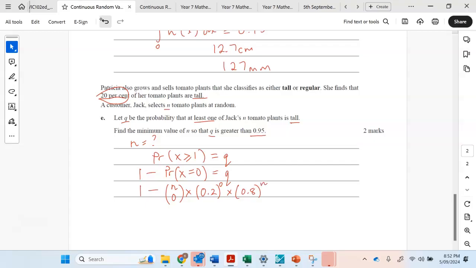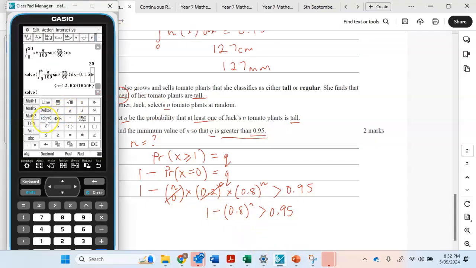Hopefully you're familiar enough with your binomial distribution to set that up. Q has to be greater than 0.95. You could type all that into your calculator, but you should know that n choose 0 is 1, and 0.2 to the power of 0 is also 1. So we're just left with 1 minus 0.8 to the power of n is greater than 0.95. So we can actually just solve for n.